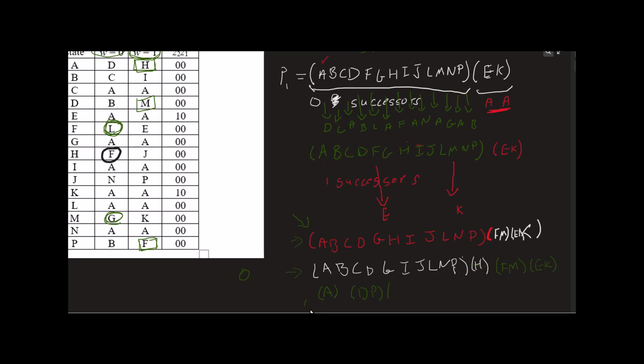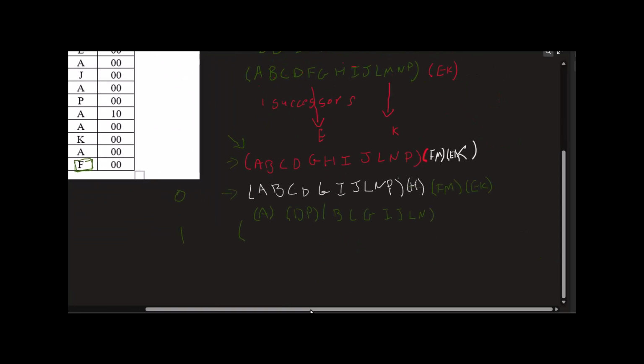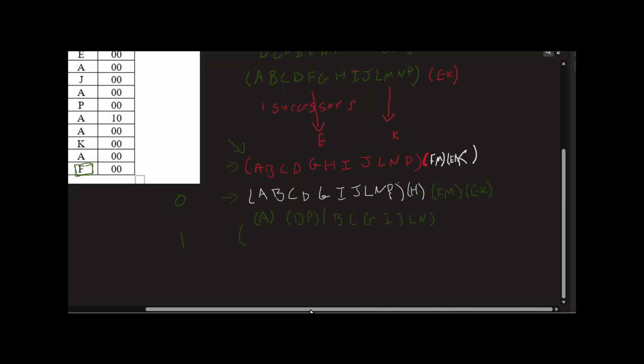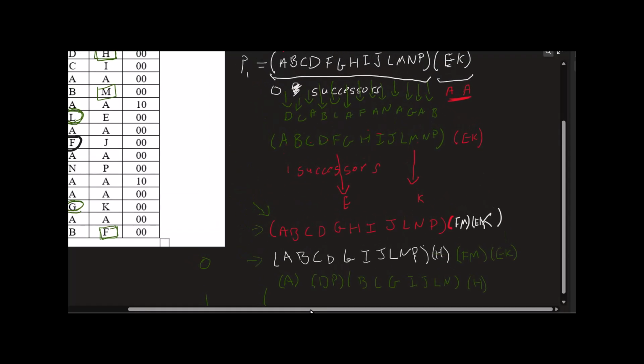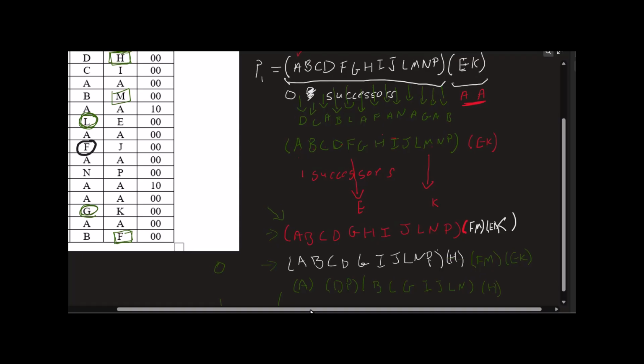And then I'm left with B, C, G, I, J, L, N. And I have H. I don't have to check H because it's all by itself. Anything all by itself, it's not going to split up anymore.